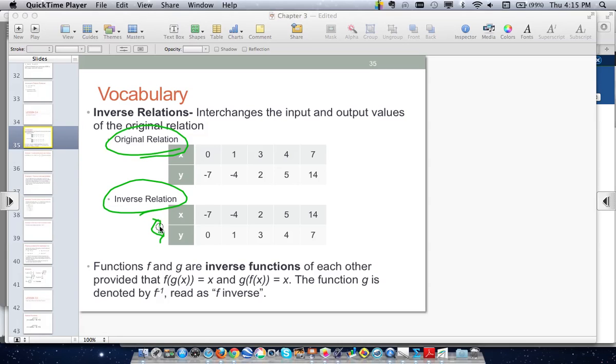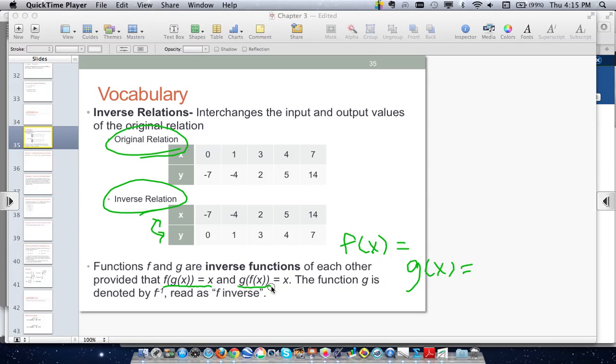Now to determine if functions are inverses, what we want to do is look at the compositions. So if I have some function f of x, and I have some function g of x, to determine if the relations are inverse functions of each other, do a composition substituting f of g of x and g of f of x, and if the problem simplifies down to equaling just x, then you'll know that these are inverse functions.